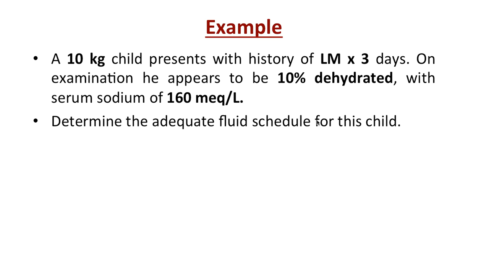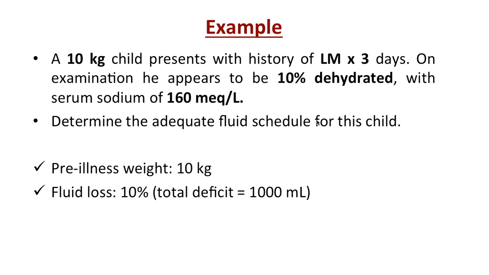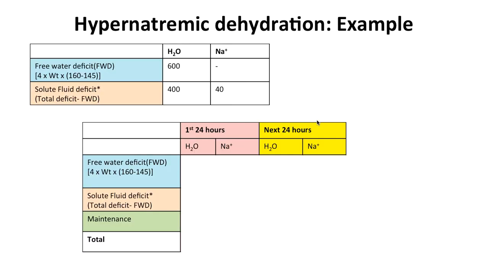So let us understand this with the help of this example. A 10 kg child presents to you with a history of loose motion for 3 days. On examination, he appears to be 10% dehydrated with a serum sodium of 160 milliequivalent per liter. Now you have to determine the fluid schedule for this child. So we already know the weight of this child. Our clinical assessment tells that this child is 10% dehydrated. The total deficit comes out to be 1000 ml. And our lab report suggests that this child is also hypernatremic.